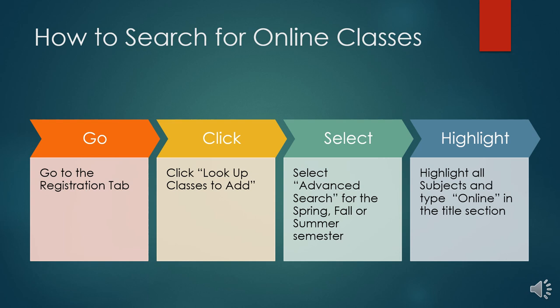If you would like to search for only online classes, go to the Registration tab, click on Look Up Classes to Add, select Advanced Search for the semester that you choose, highlight all subjects, and type online in the title section, then click Search. All courses that will be available online will list and display.